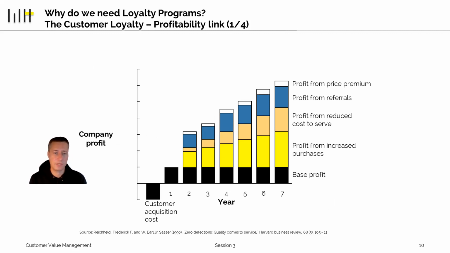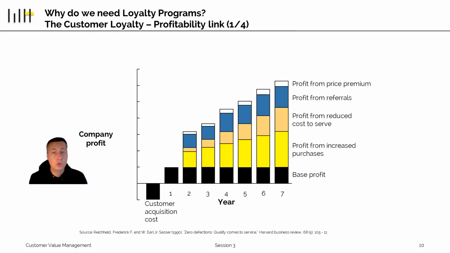The idea of this graph is that in the first year, you have to acquire the customer. So you have customer acquisition cost. Remember when we talked about CLV? And then in the following years, you get a base profit. Assume you are an ADSL internet provider. So you get your basic subscription for internet services. If customers are satisfied, they probably buy other things from you, increased purchases. Let's say they add a mobile phone subscription or a TV channel subscription to it.